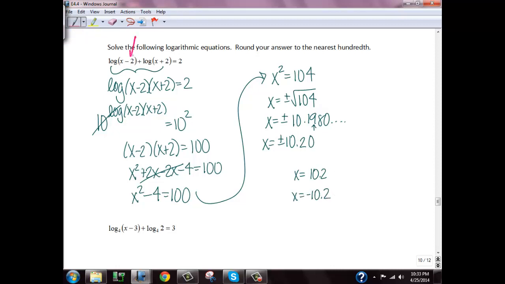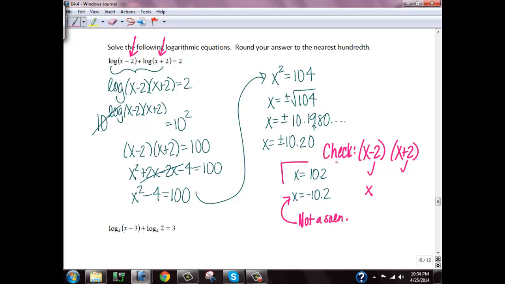I need to check because notice my originals had unknowns inside the log. So I need to check x minus 2 inside number and x plus 2. If I plug positive 10.2 in and subtract 2, I get positive 8.2, so that one works. If I plug 10.2 into x plus 2, that works. If I plug negative 10.2 in, that one doesn't work. Okay, so x equals negative 10.2 is not a solution, and the only solution I get here is the positive 10.2. Okay, does that make sense? Let me look at one more, and then I'll have y'all try some.